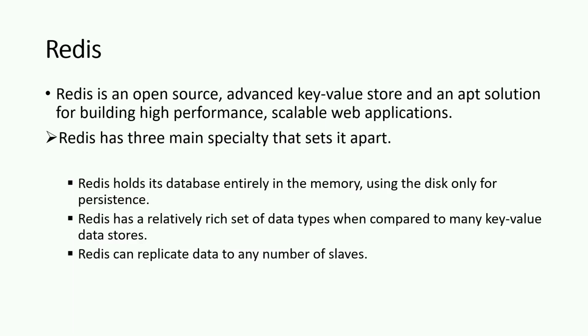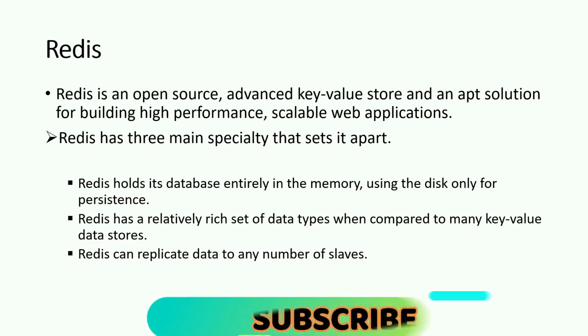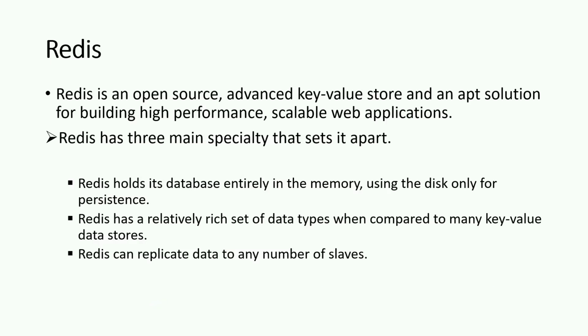Redis holds its database entirely in memory. You can mark this word, entirely in memory. Memory is faster as compared to the hard drive or other storage, using the disk only for persistence. Second, Redis has a relatively rich set of data types when compared to many key-value data stores, like you can put a map or a list into it. Third, Redis can replicate data to any number of slaves. These are the features of Redis.